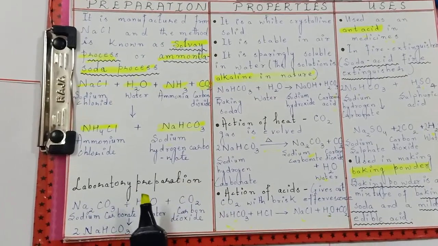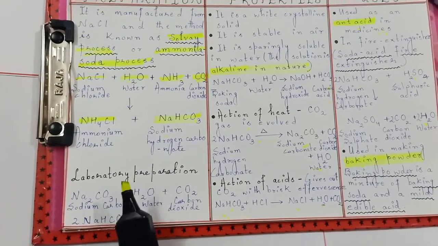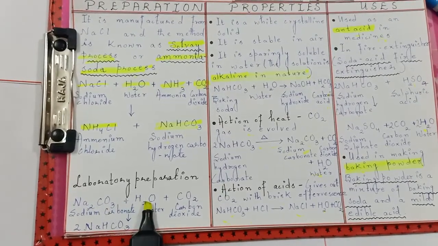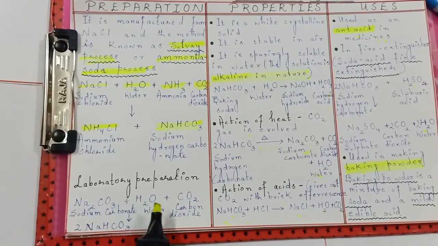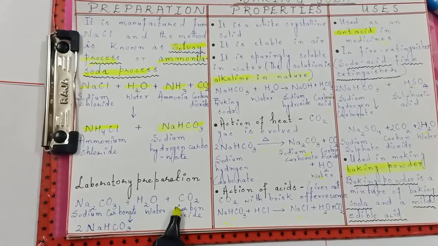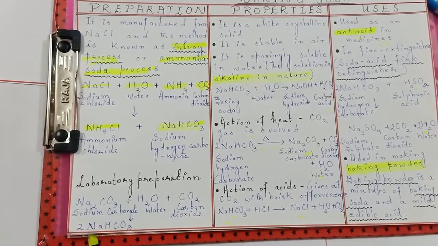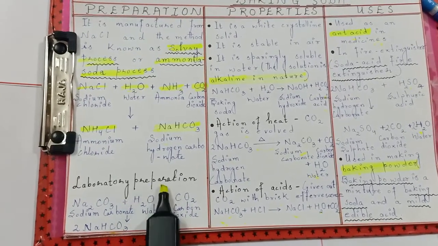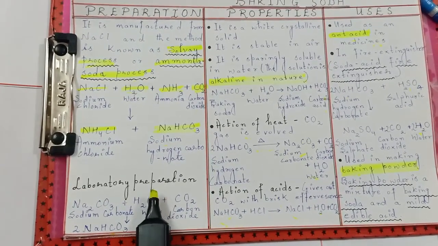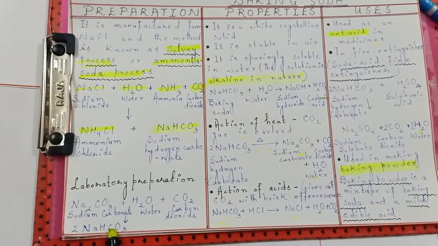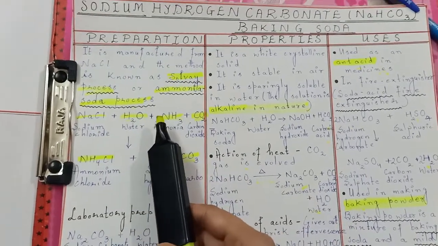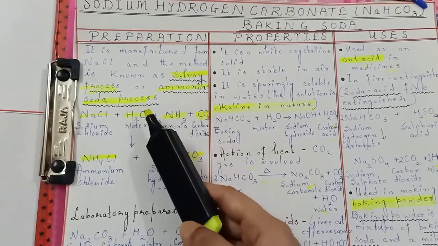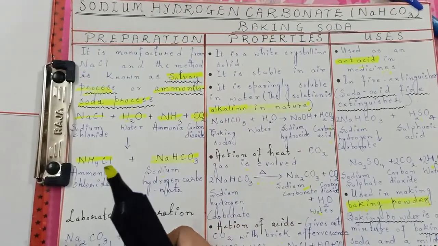Next, coming on to the laboratory preparation method. For this we take sodium carbonate and make an aqueous solution of this compound. Then carbon dioxide gas is passed through it and we get sodium hydrogen carbonate as the product. So when it comes to laboratory preparation on a very small scale, this method is used, and when it comes to industrial preparation of sodium hydrogen carbonate, then the Solvay process or ammonia soda process is used.